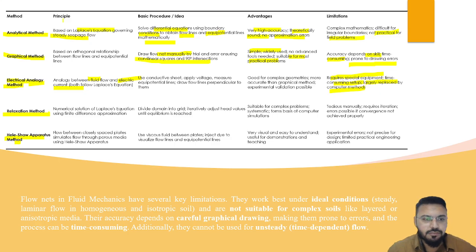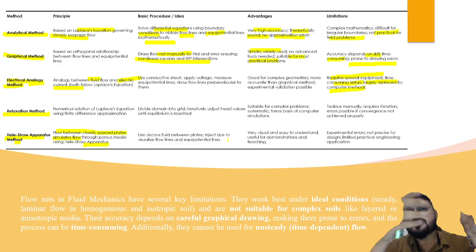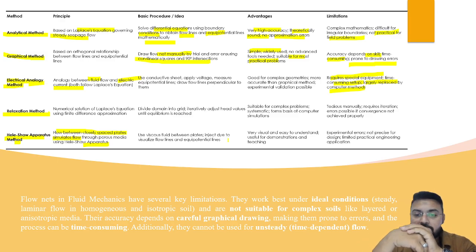Hele-Shaw apparatus. Flow between closely spaced plates simulates the flow through porous media using the Hele-Shaw apparatus. Use viscous fluids between plates. Inject dye to visualize flow lines and equipotential lines. It is used for visual understanding and is very easy to understand. Basically, it is a demonstration. It is used as a demonstrating and teaching tool. Experimental errors are possible. Limited practical applications.